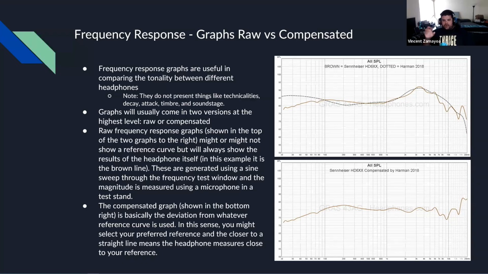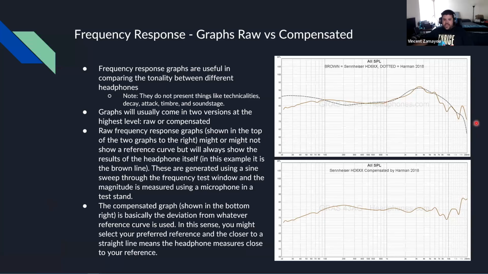Like I said, you have raw or compensated. The top right one is raw. You'll see the little brown curve is how the headphone actually measures. And then oftentimes you might see it compared to some reference, which in this case is the Harman 2018 curve. So you'll be able to compare how it looks against this reference. They're usually matched up around 1K. Usually when you have multiple lines on a frequency response graph, you'll notice that they're almost always lined up at 1K. That's just standard.